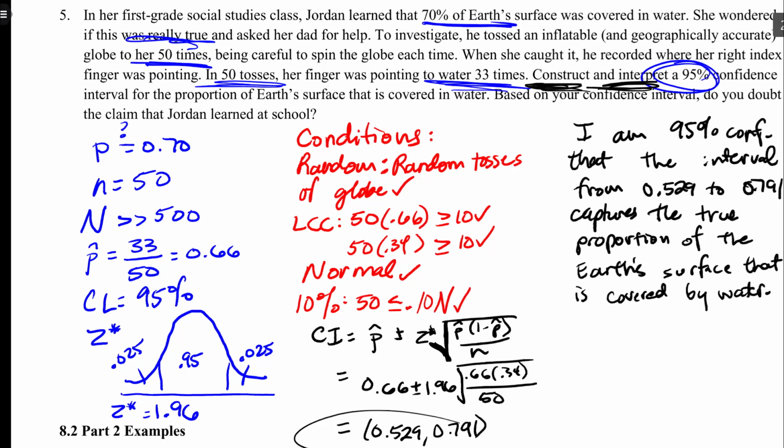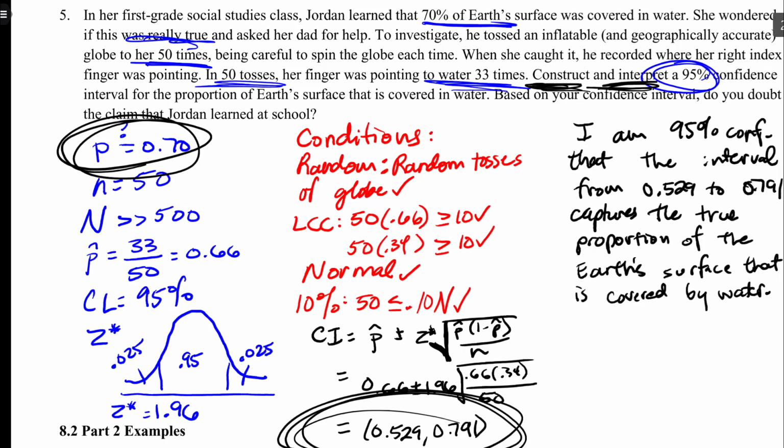I still have one more question to answer ultimately, and that question is, based on my confidence interval, do you doubt the claim that Jordan learned at school? Let's go back to the claim. The claim was that 70% of the Earth's surface is covered by water. And we want to know, is that plausible or is it implausible? Remember, our confidence interval is an interval of plausible values. So is that 70% inside our interval of plausible values? And it turns out that it is.